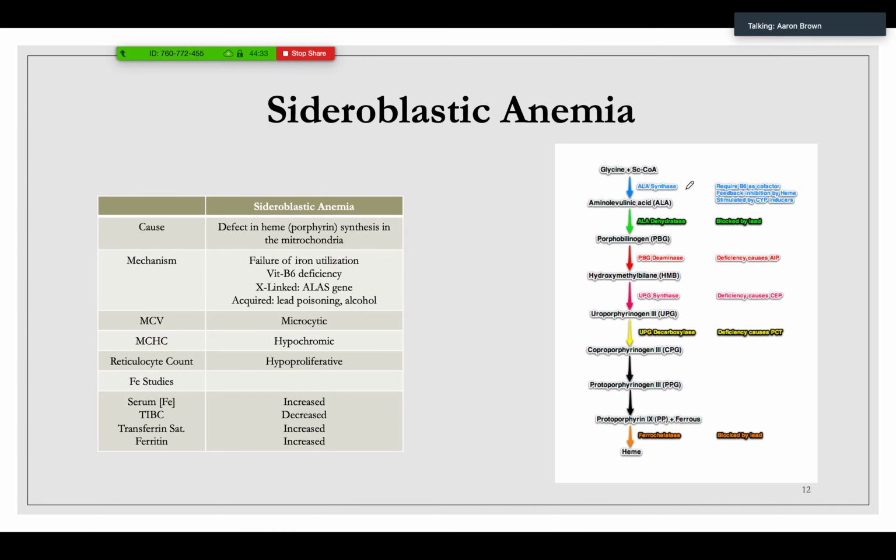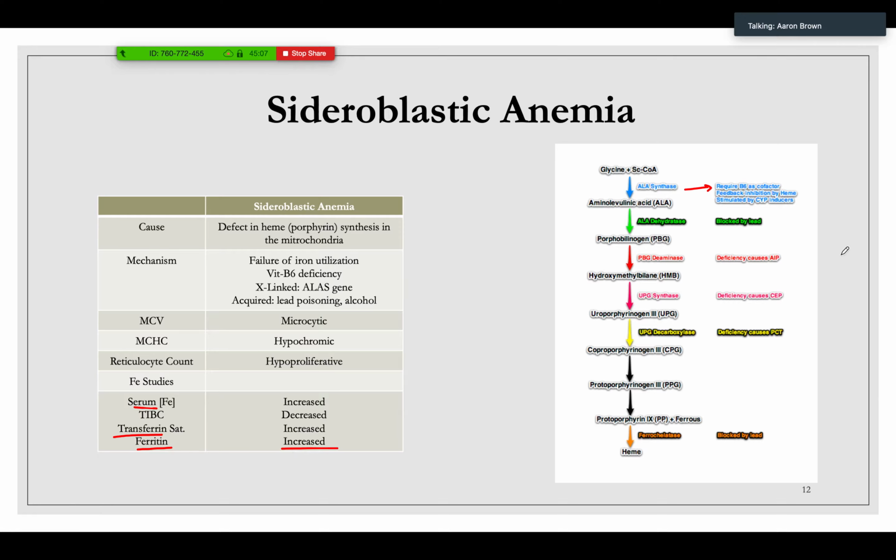And so we said this requires B6 as a cofactor. If we give vitamin B6, we can increase the speed of this enzyme a little bit. If there's any of it left, it's going to help in treating some of this anemia. Great. So serum iron increased, iron binding capacity decreased, transferrin saturation increased. We have more iron bound to its transfer molecule, and ferritin, the storage molecule, is going to be increased as well.